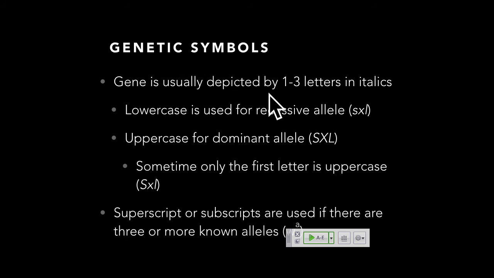For instance, we work on a gene called MSR. If I'm talking about the gene, then MSR is in italics. It codes for the MSR protein. If I'm talking about the product of the gene, then you use standard letters. But you use italics when you're specifically referring to the gene. All right. Lowercase is typically used for recessive alleles, and uppercase for dominant alleles, although a lot of times just the first letter will be there.